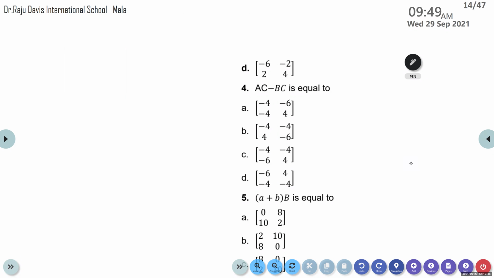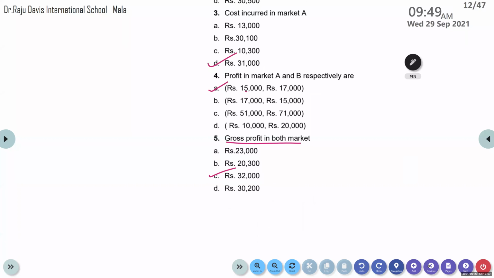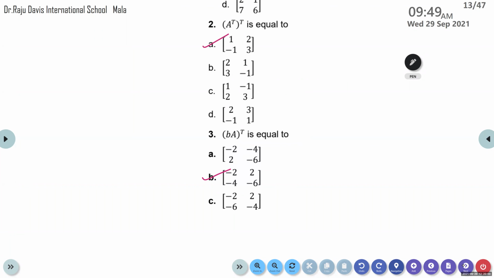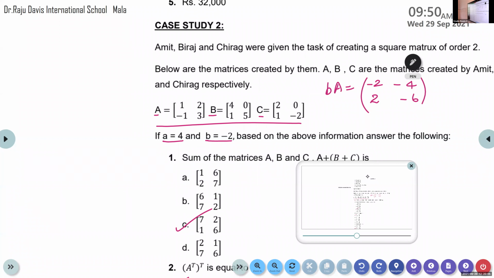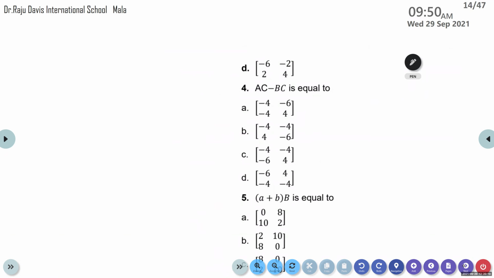Ma'am, can you please show once again the small letter a and b values? Small letter a and b. A is 4 and b is -2. A is 4 and b is -2. All the matrices you have, capital A, B, C, matrix. What is AC minus BC equal to?